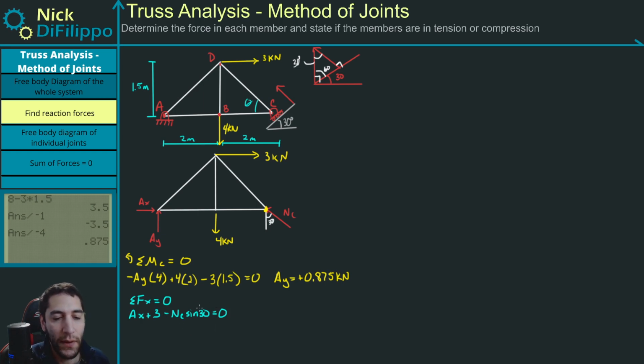Okay, I don't have what NC is yet, so I need to go to the sum of the forces in the y. If I go to the sum of the forces in the y, this is equal to 0. What do I have? I have AY, I have minus 4, and I have some component of NC. So I'll have AY minus 4 plus NC times the cosine of 30 is equal to 0. Now I know what AY is. AY is actually 0.875.